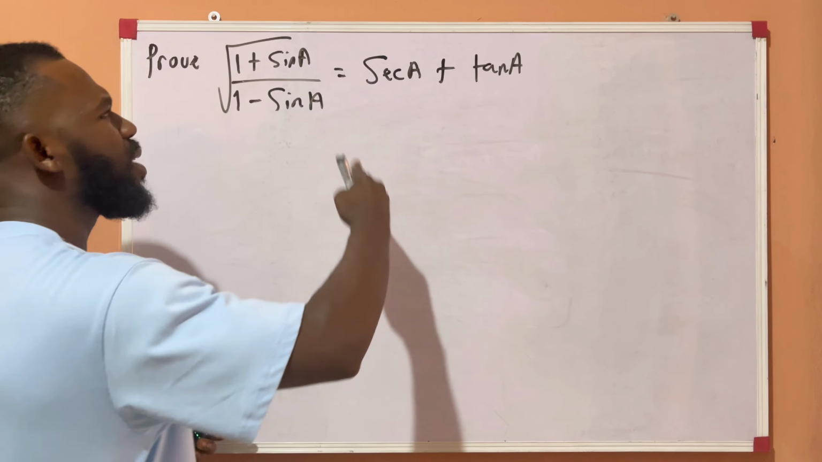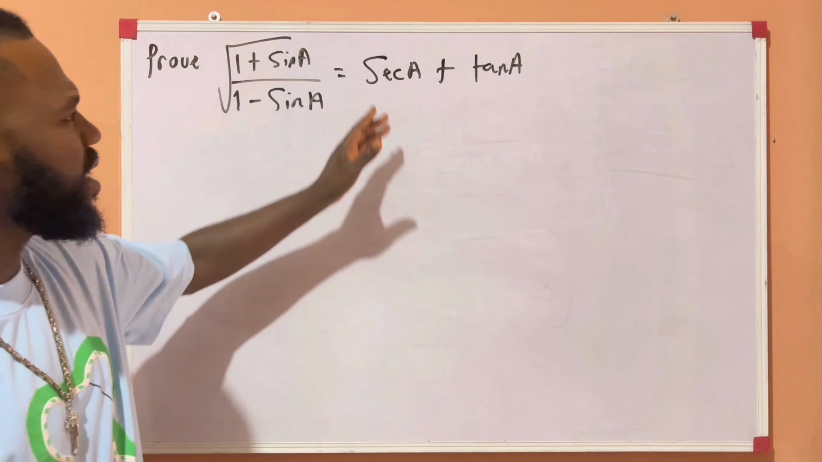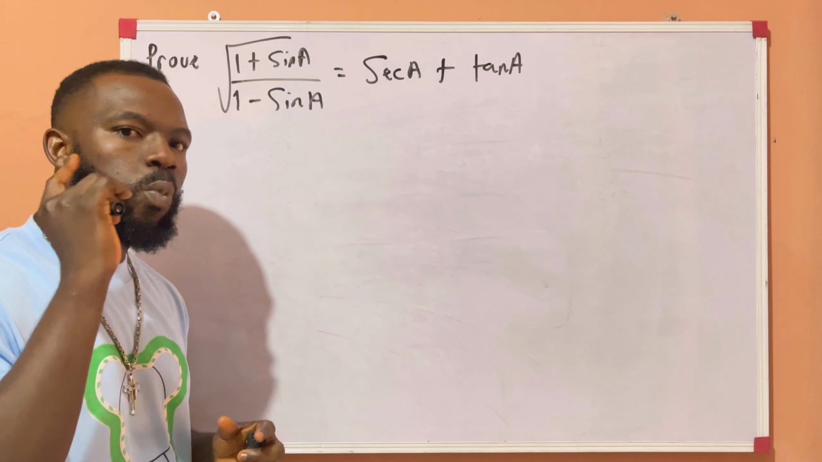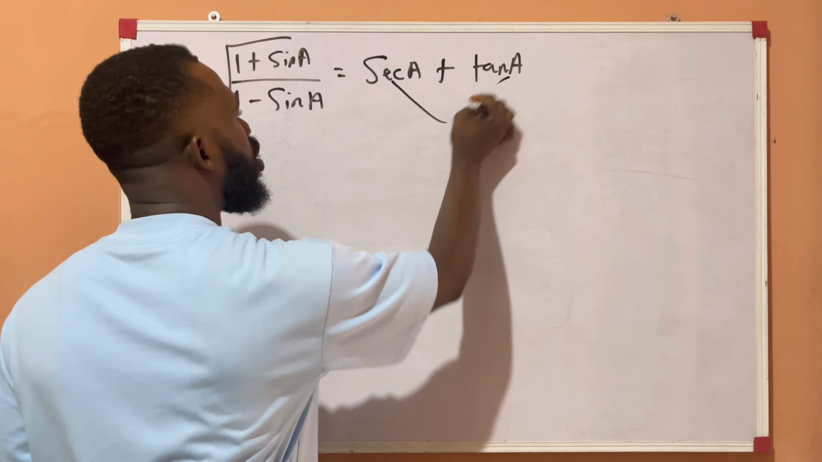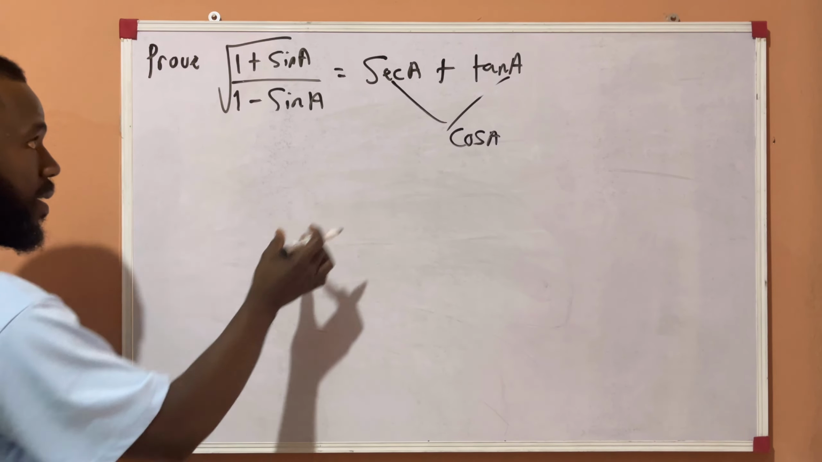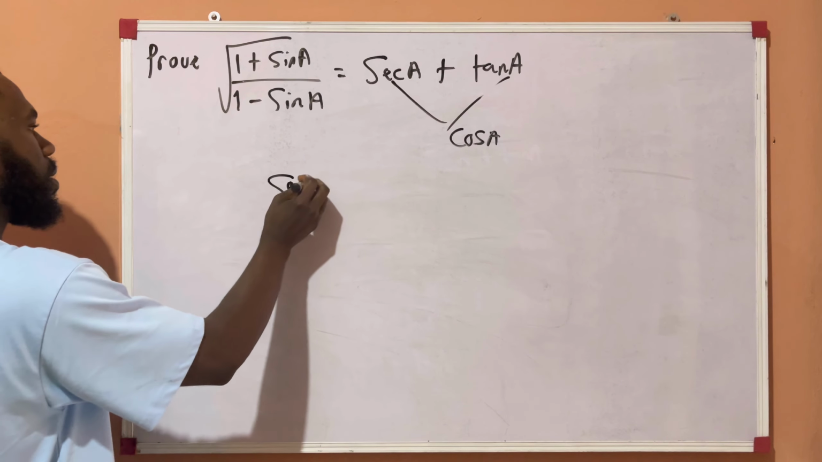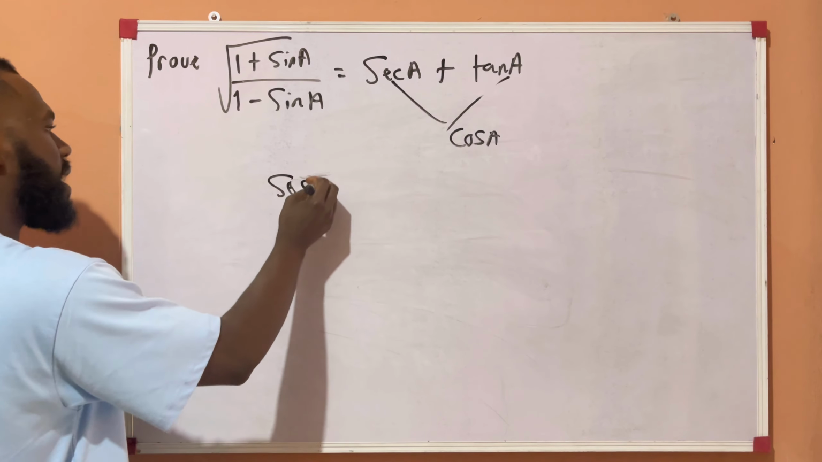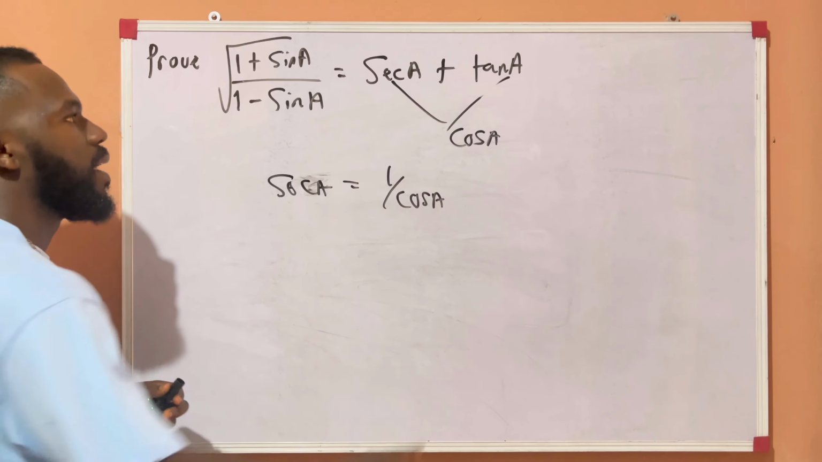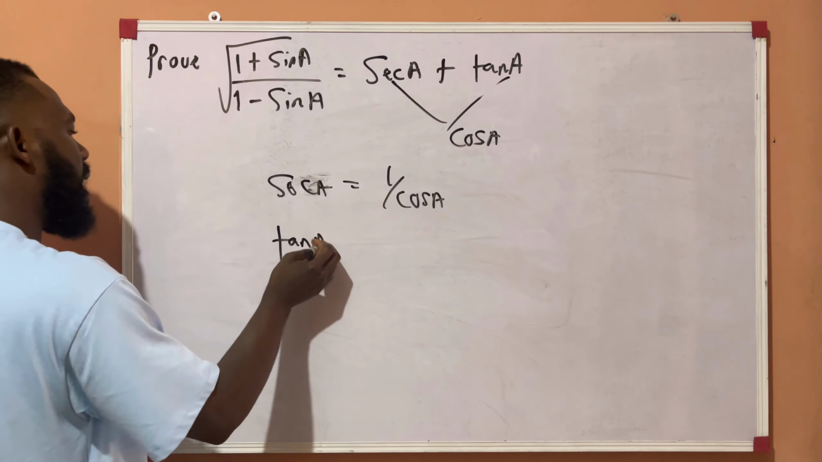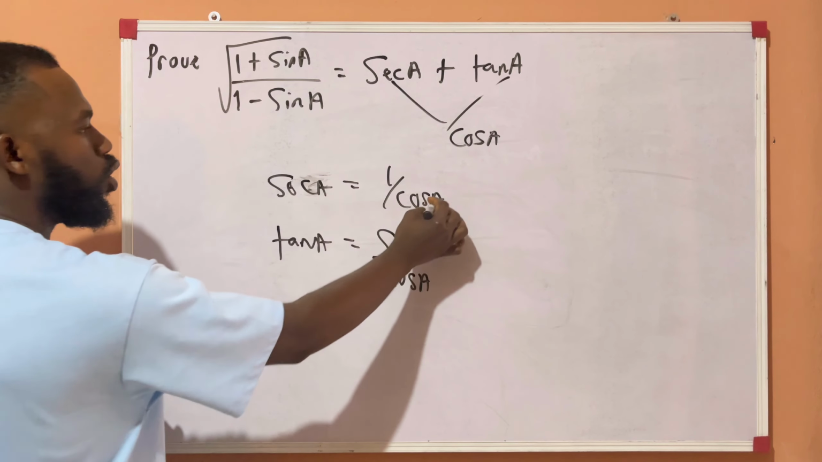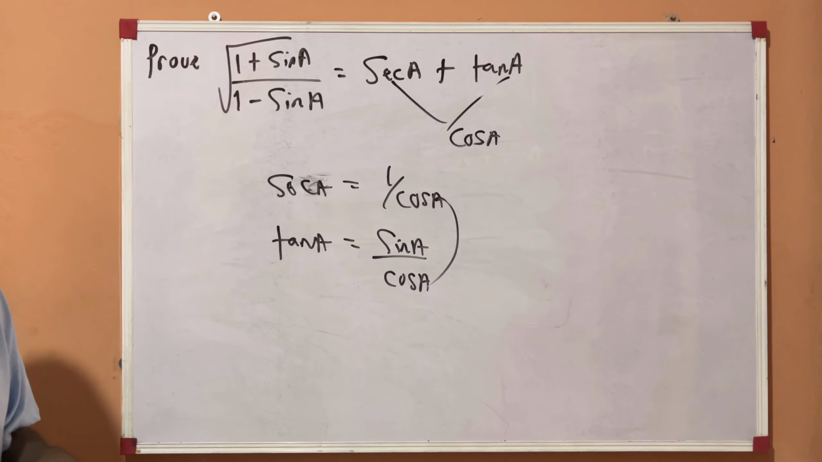First of all, let us take a look at the right-hand side of the equation, which is actually sec A plus tan A. You will notice that they both have something in common, and what do they have in common? They both have cos A in common. And how is it possible? Let me show you. Now, sec A simply means 1 over cos A, which is the inverse of cos. And tan A, on the other hand, means sine A over cos A. So you would see that they have cos A in common.